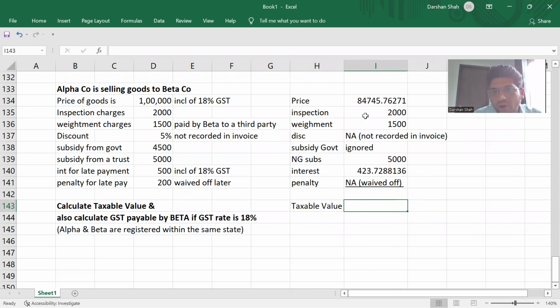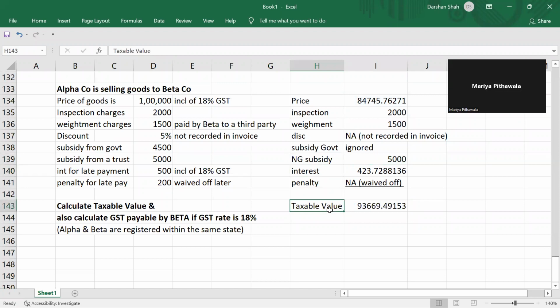If you understood all the transactions, guys, just check. If there is any doubt, let me know. I can explain. No problem.